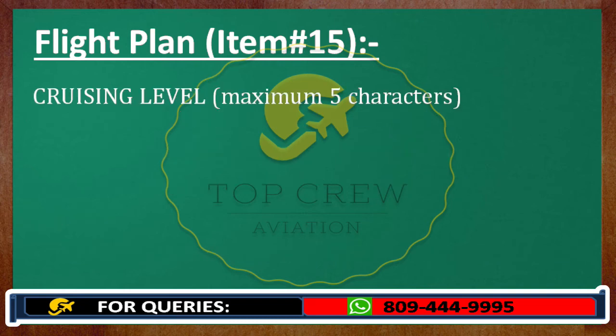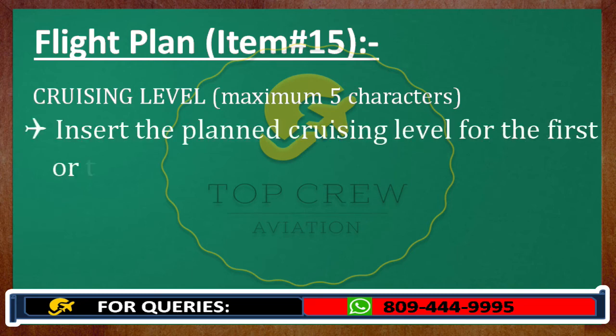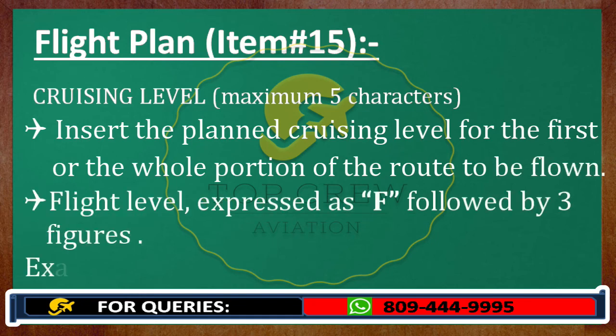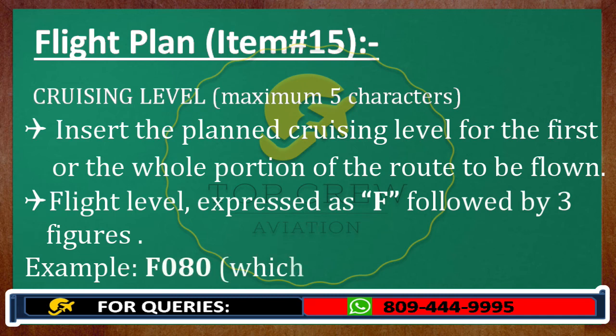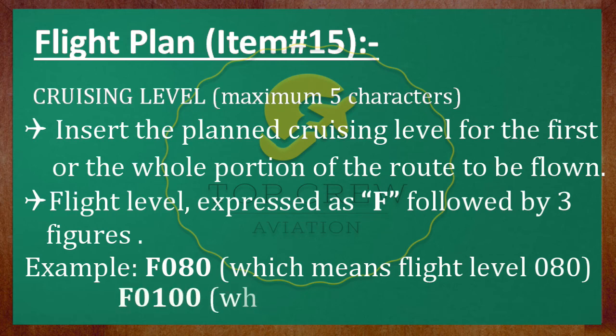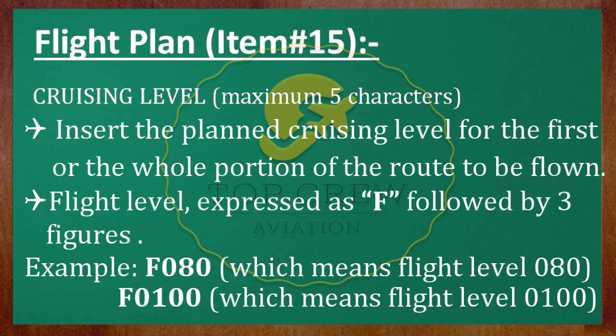Now let's talk about cruising level. All right, so cruising level is maximum 5 characters. How do we mention it? Let's say for flight level 080, we do not mention L here, we write F080. That would be the way we would insert in level, cruising level. Alright guys, like for flight level 10,000, we would mention F0100. This is how we would mention in level.